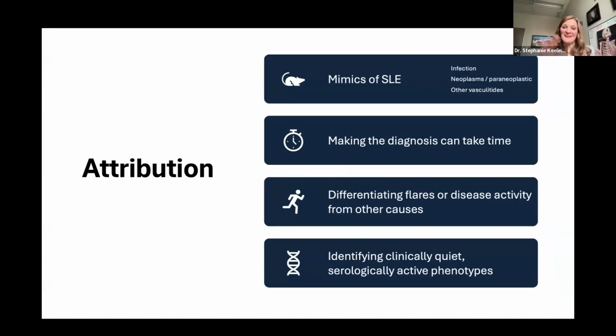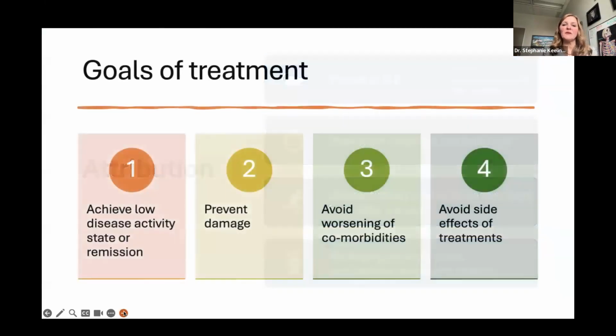So everything here requires attribution because there's a lot of mimics that are not lupus, and also lupus patients get other stuff too, right? So infections, neoplasms, maybe sometimes in the worst case scenarios, other rheumatologic stuff. And then also trying to figure out, is someone flaring or is this something else? I think attribution is just a real key piece here. So in the end, in the last couple minutes, I'm going to talk about treatment and then we'll open for questions.